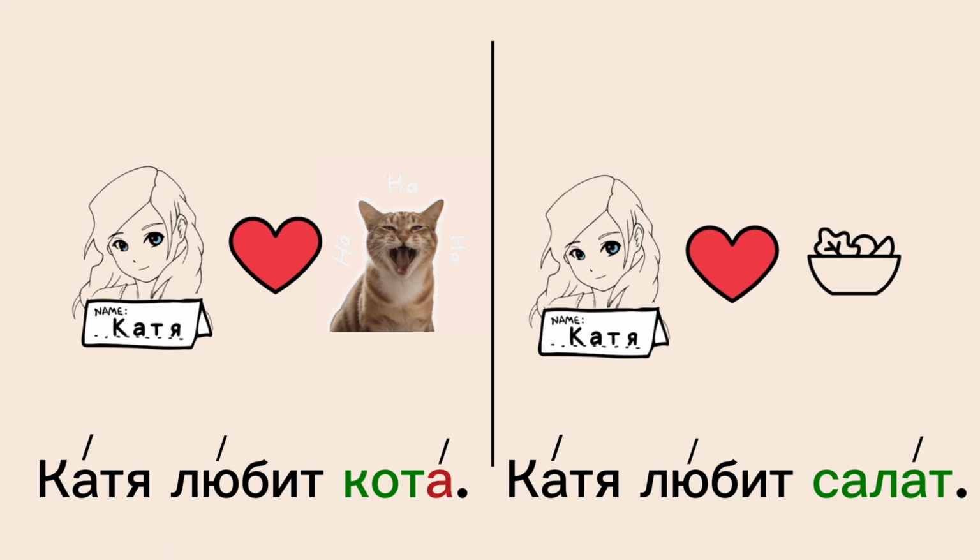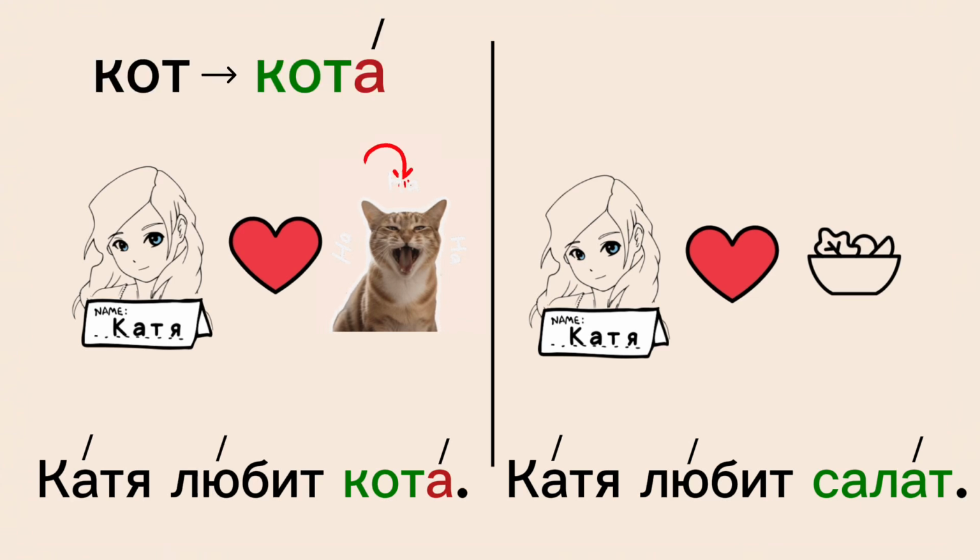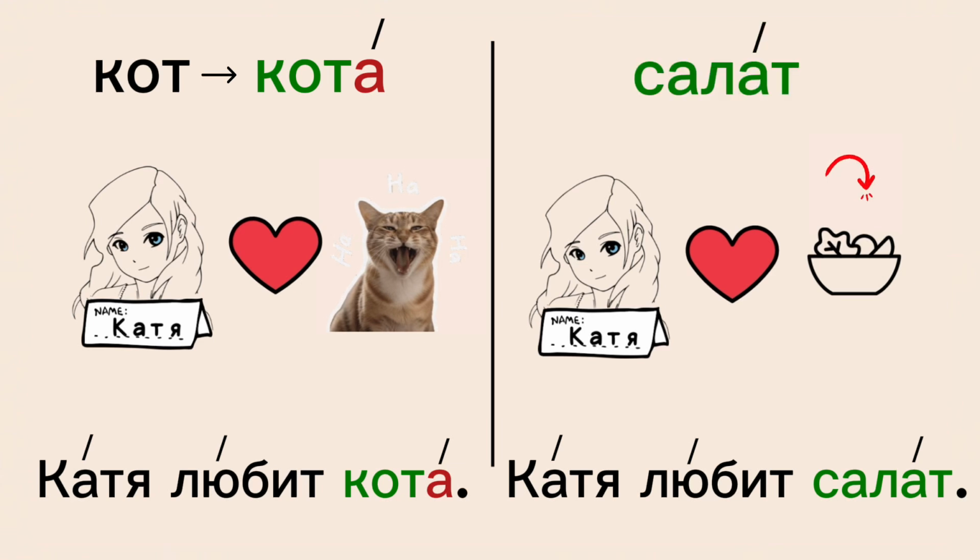If it's a person or an animal, it changes. If it's a thing, it stays the same. Let's look again. Катя любит кота. But Катя любит салат. You don't need to memorize this. You'll start feeling it. Let's look at one more example.